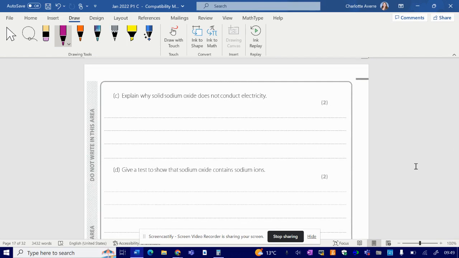Okay, explain why solid sodium oxide does not conduct electricity. Okay, so we've got solid sodium oxide. So the first thing we need to do is determine what kind of bonding is present. Now, in the earlier part of the question, we were always talking about ions. So we know that it is going to be ionic bonding. And you should know that when we are talking about ionic bonding, we are talking about giant ionic lattices. Okay, so the ions are present in a giant ionic lattice.